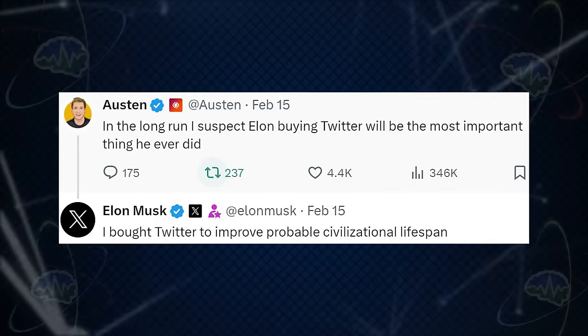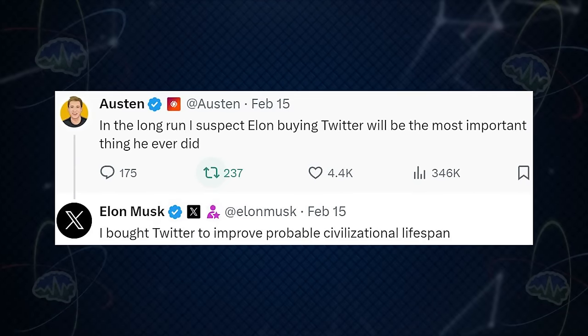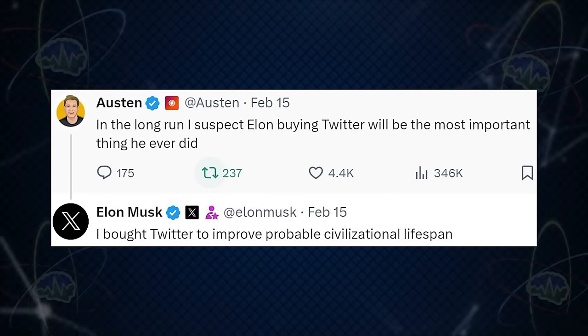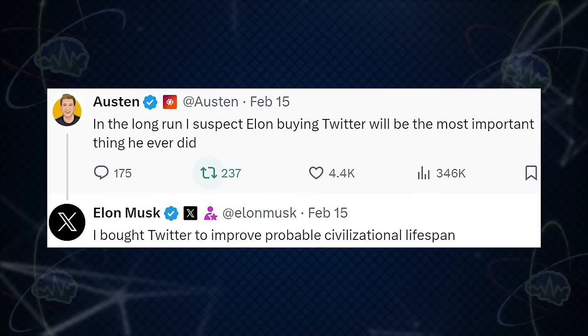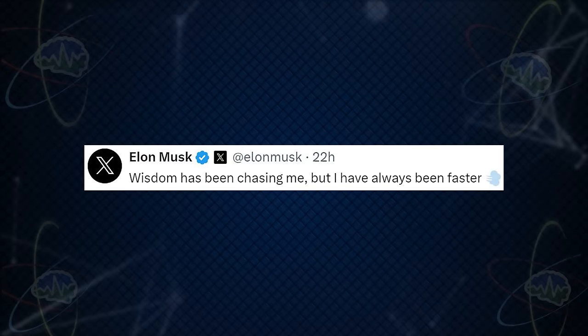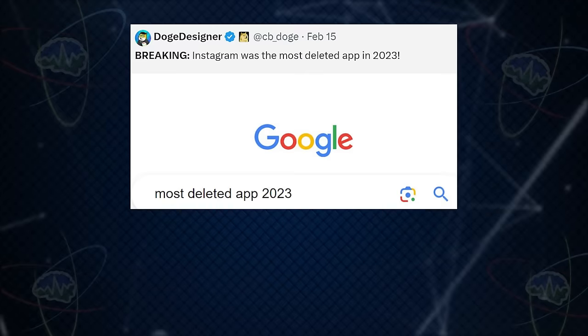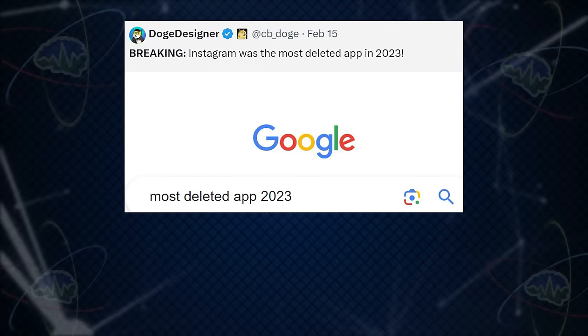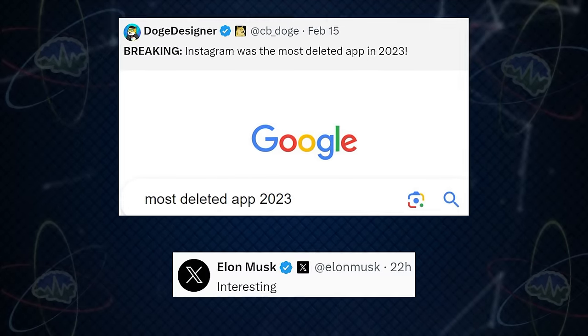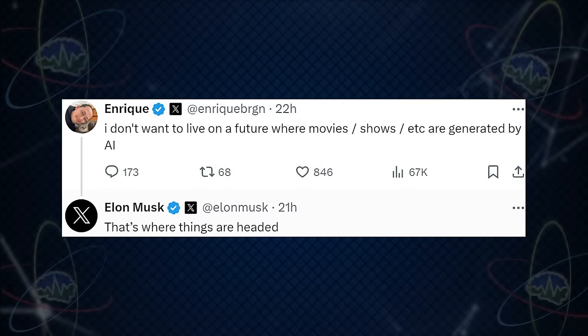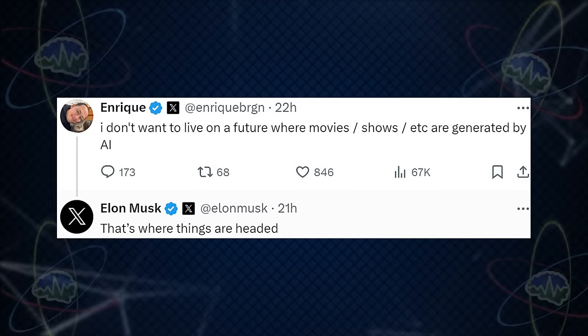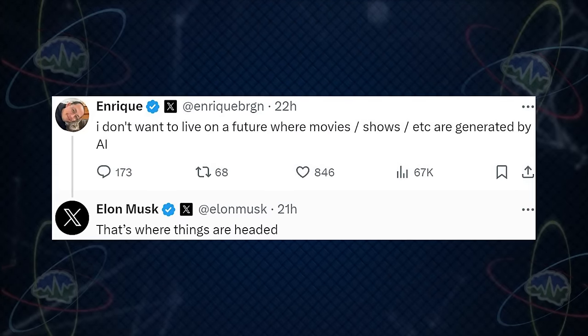Austin says, in the long run, I suspect Elon buying Twitter will be the most important thing he ever did. Elon said, I bought Twitter to improve probable civilizational lifespan. Elon said, wisdom has been chasing me, but I have always been faster. He dissed himself. Doge Designer says, breaking, Instagram was the most deleted app in 2023. And Elon said, interesting. Enrique said, I don't want to live in a future where movies, shows, etc. are generated by AI. Elon said, that's where things are headed.